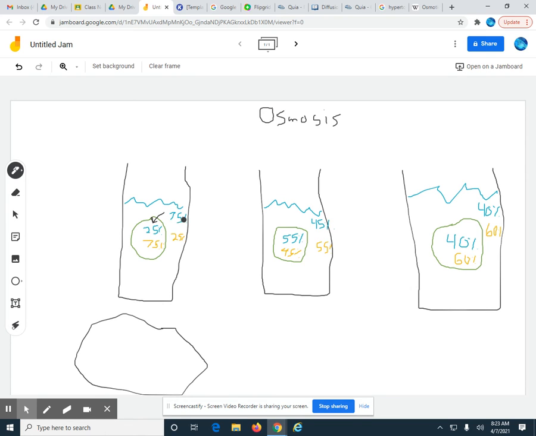And when you're talking about the type of solution that it is, if you have a little bit of solute, meaning less solute in your solution than inside the cell, it's considered hypotonic, right? Doesn't have a lot. Hypo is a prefix that means lacking, so it's lacking the solute, okay? And again, that lacking is relative to the concentration inside the cell.